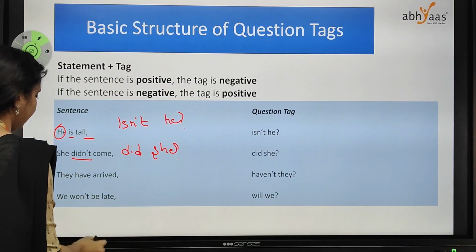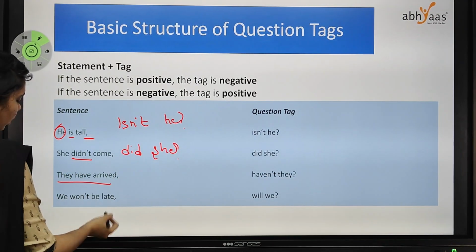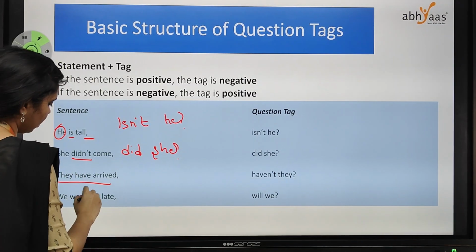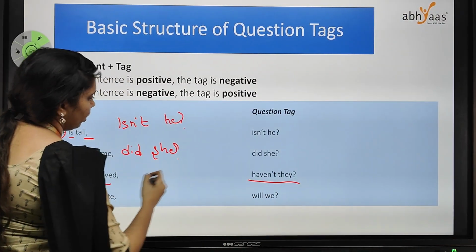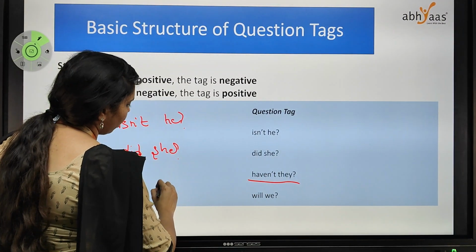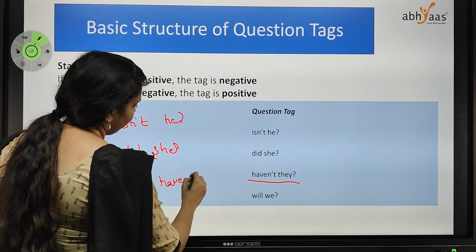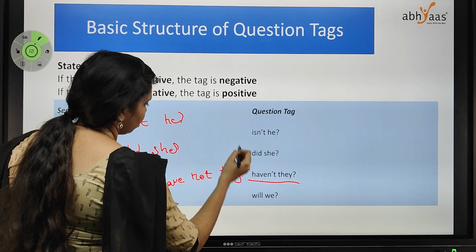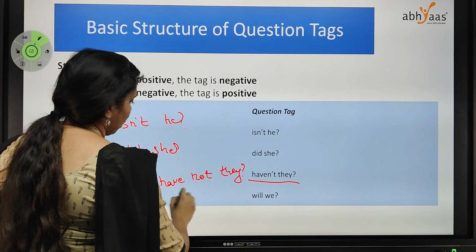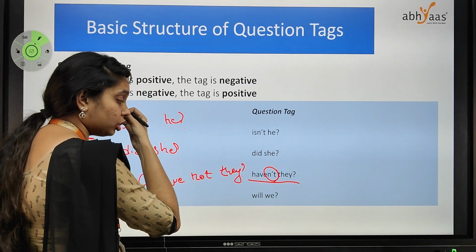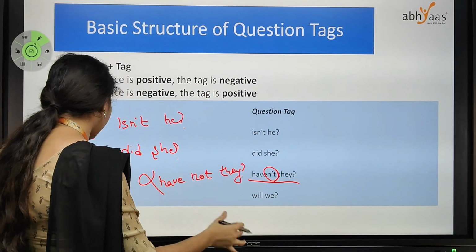Next, they have arrived. So here, what is the helping verb we have, and the pronoun is they. So it becomes haven't they. And always remember, it should be in short form. You cannot write have not they. Even though you might say, ma'am, this is just the full form of what is present, it should always be in the abbreviated version, with an apostrophe and t. It cannot be in the full form.